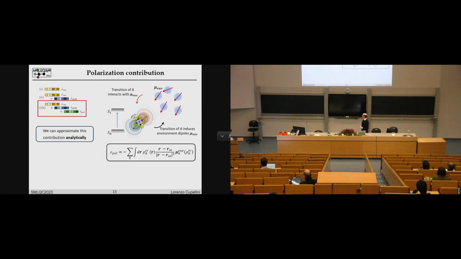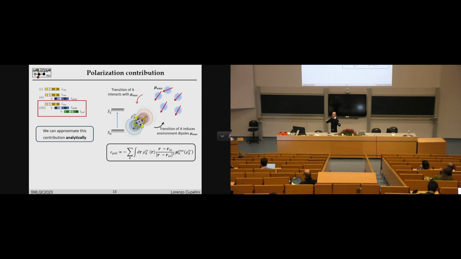Now we are only left with the polarization contribution, which is a bit more complicated, but it turns out that physically, the contribution of a polarizable environment to the excitation energy is simply something like that. You have a transition in your QM part. This transition induces a response in the environment which interacts back with the transition. So it turns out that this polarization part only depends on the transition density of the QM part.